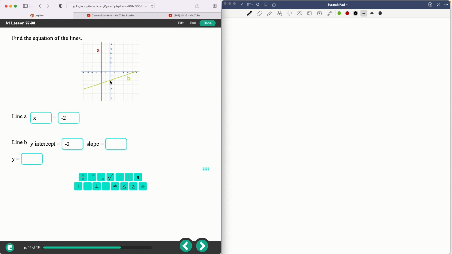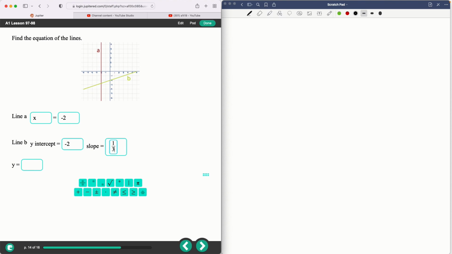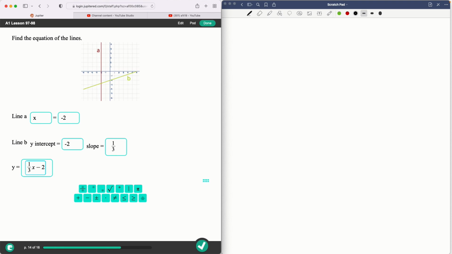The slope is going up, so it's positive. Here's my next point, up 1, and the next place it crosses is where I count to. 1, 2, 3. Up 1 over 3. So therefore, y is equal to 1 over 3 x minus 2. That's the slope of the line. Check it. That's all perfect.